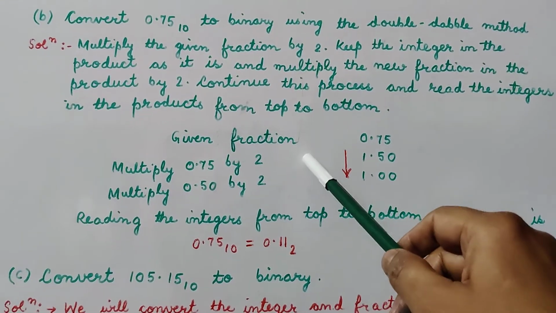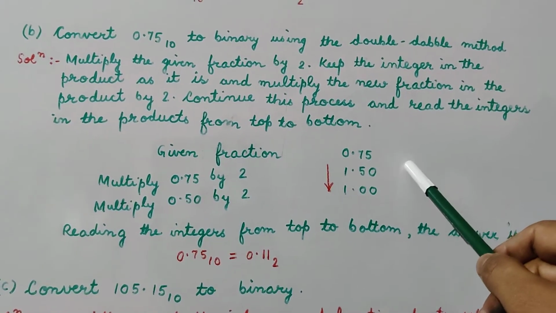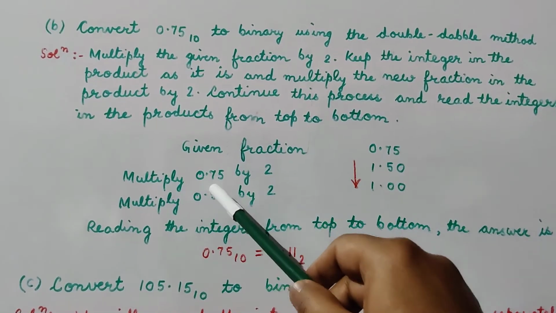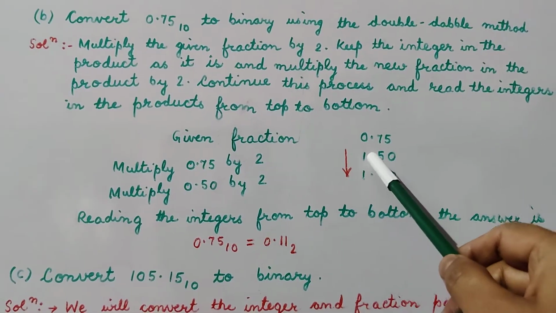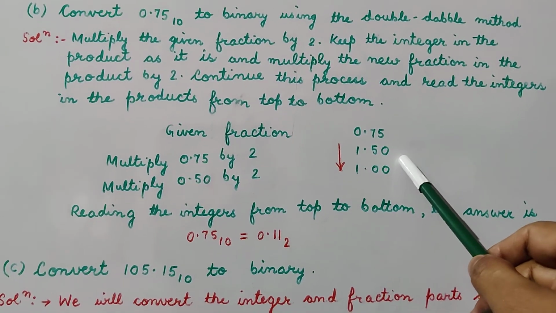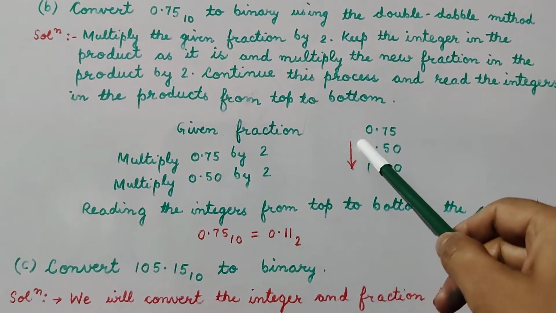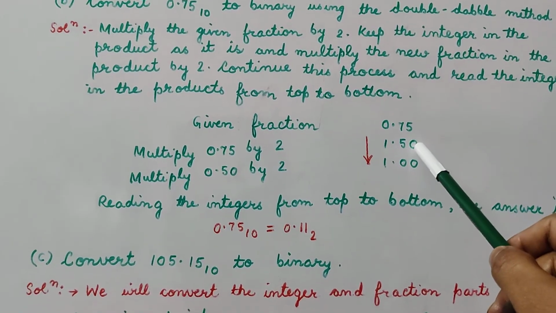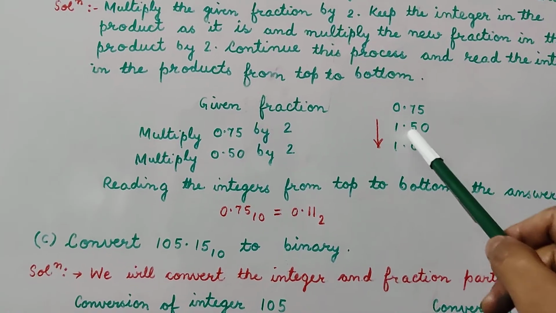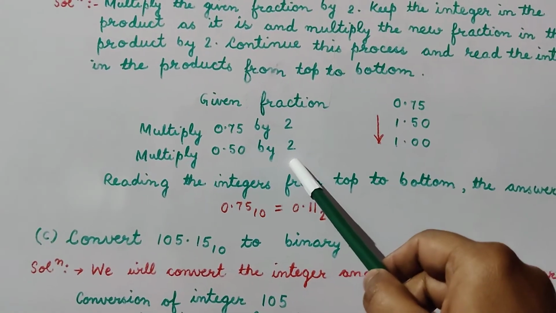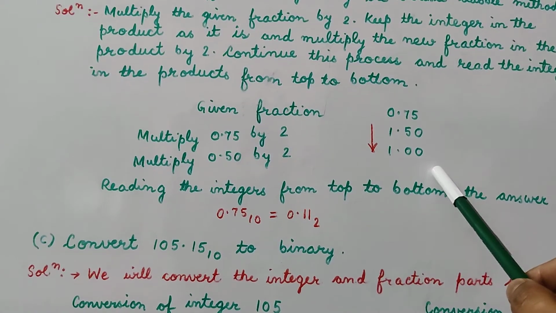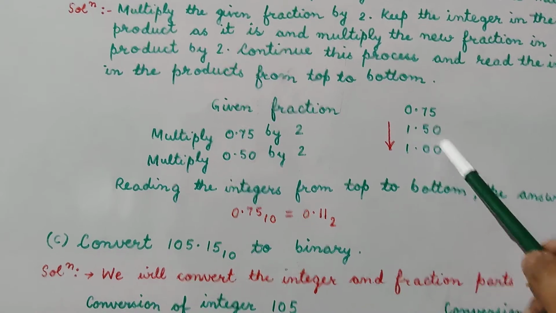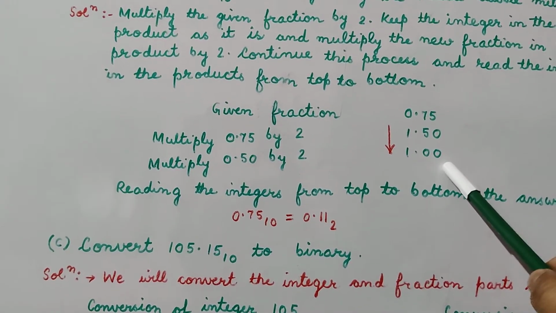So we have taken the given fraction, which is 0.75. Now we have multiplied this by 2. That is, multiply 0.75 by 2. Then we get 1.50. Now we will leave this 1 as it is and our next fraction will be 0.50. Then in the next step, we will multiply this 0.50 by 2. We get 1.00. So there is no fraction part here because we are getting 1.00. So we will stop here.